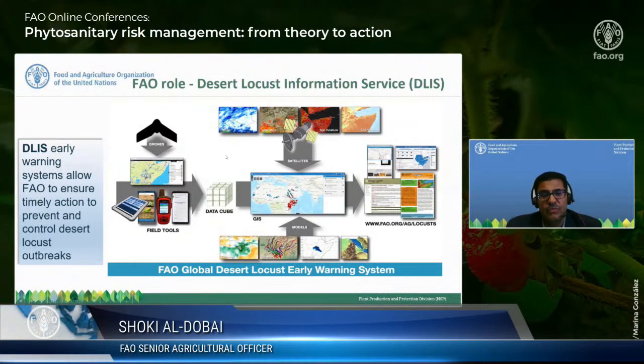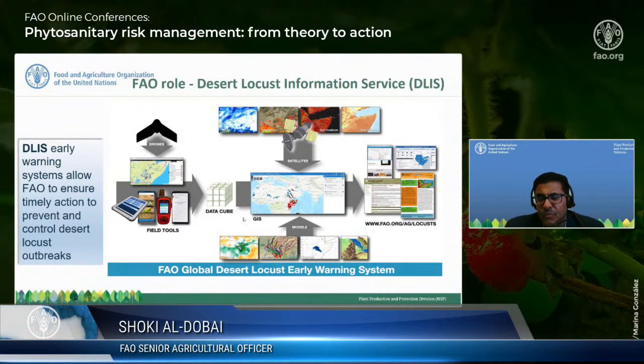So when people go to the field, they can open these devices and have all this information there. And the data collected is automatically turned into maps like this one. The status of the vegetation, soil moisture, and rainfall precipitation are the key to guide the desert locust survey teams on where to go and survey for desert locust breeding and reproduction activities.